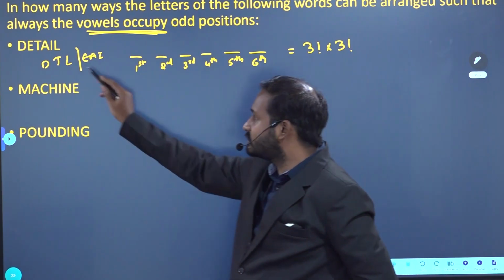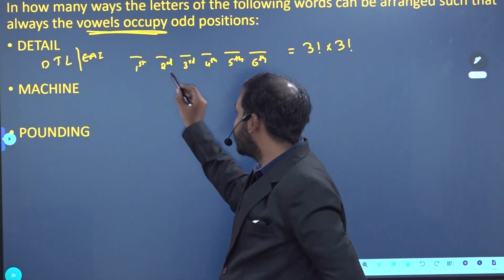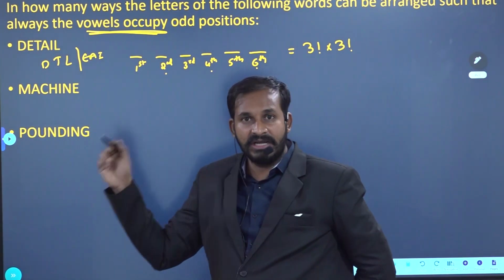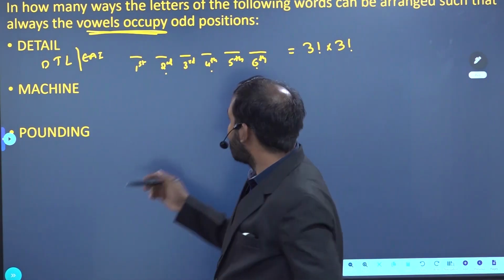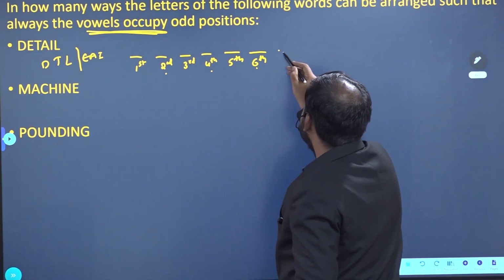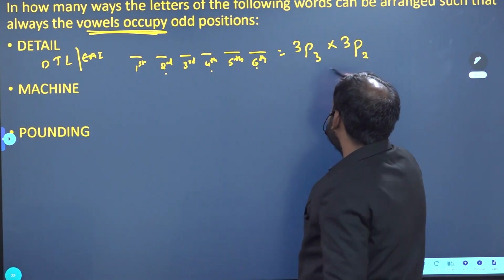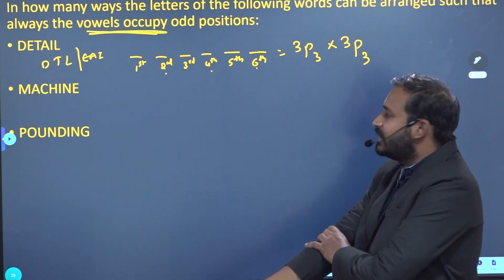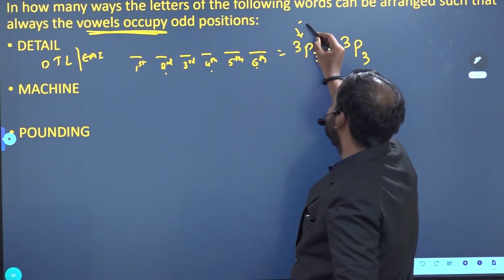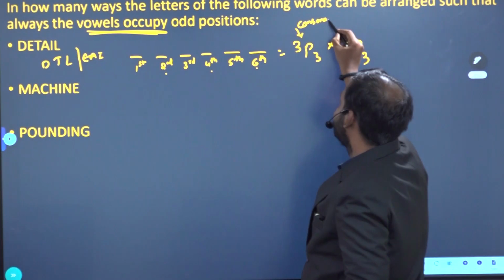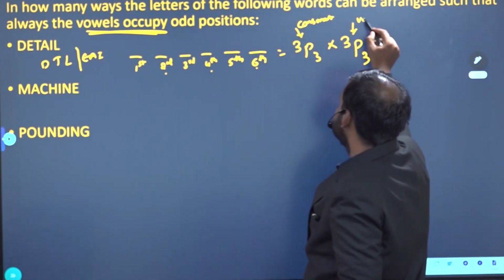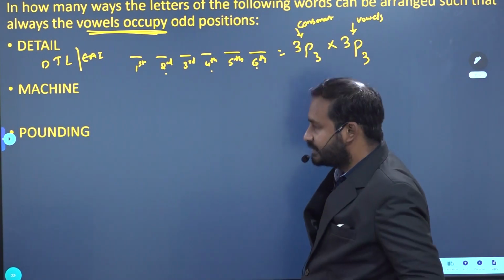Why? Because for consonants there are only 3 positions. What are those? Second, fourth and sixth. 3 letters in 3 positions. Actually, the formula here is 3P3 into 3P3, but directly I have written it as 3 factorial. This is for consonants and this is for vowels.